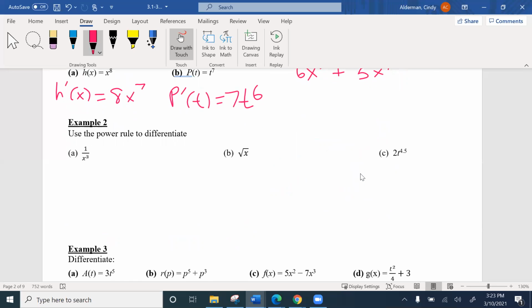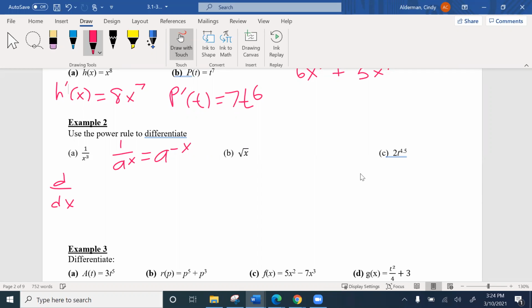Okay. Now, believe it or not, these next 3 examples, we are going to use the power rule because all of these can be written as a power, right? So if you use the rule 1 over a to the x equals a to the negative x, you can rewrite 1 over x cubed as x to the negative 3.